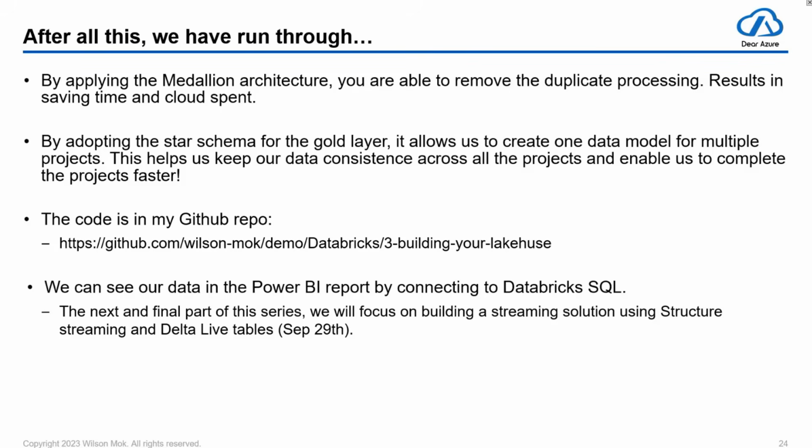And we adopted the star schema, or dimensional modeling, for the gold layer. This allows us to create one model to be reused by multiple projects. We don't have to reprocess another power station, for example. So this helps us keep our data consistent across all the projects, and enables us to reuse and complete our projects faster. Again, all the code that you see on the screen will be available probably in a couple of days. So please go check it out, as I'm not able to go through all of the code that I've written for the project, including the dimension tables. Please go in and have a quick look.